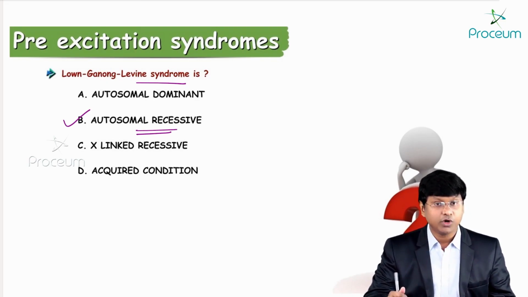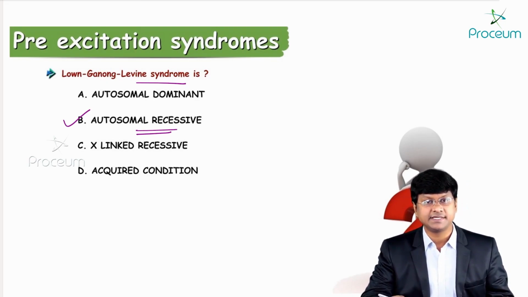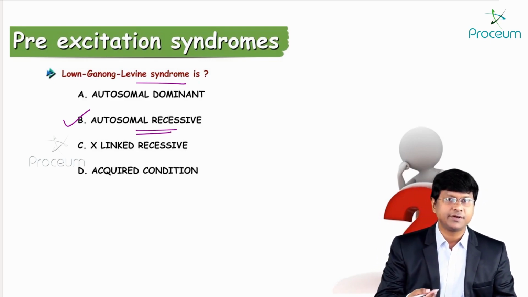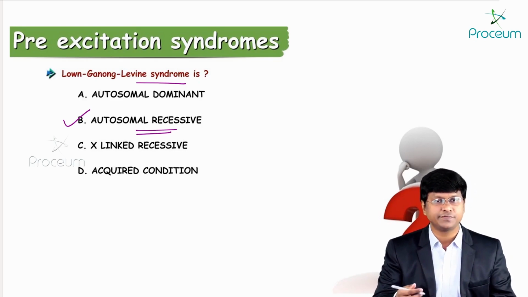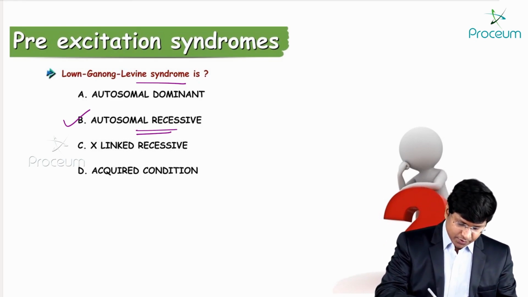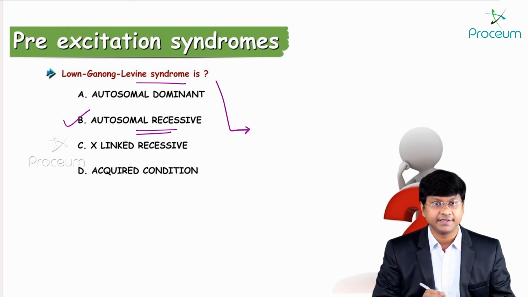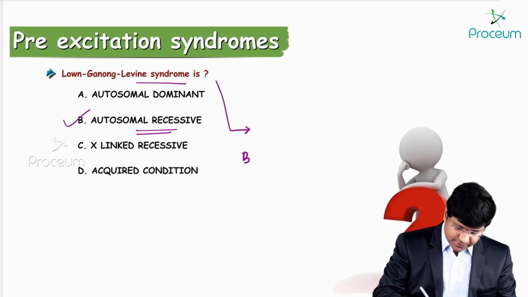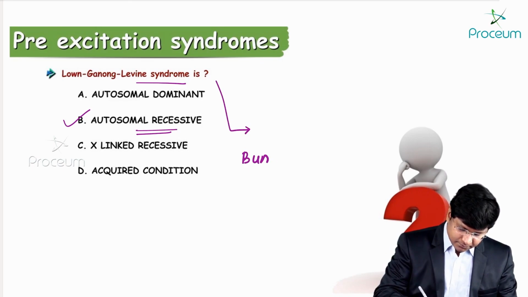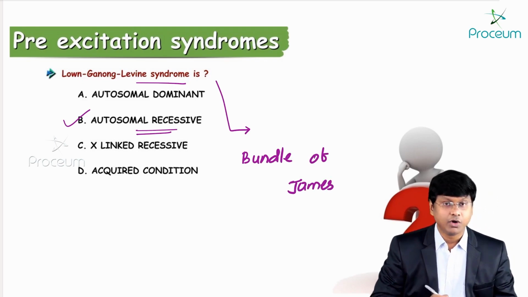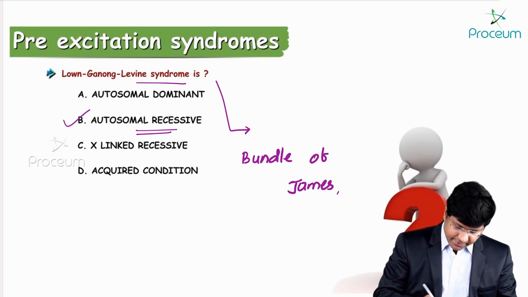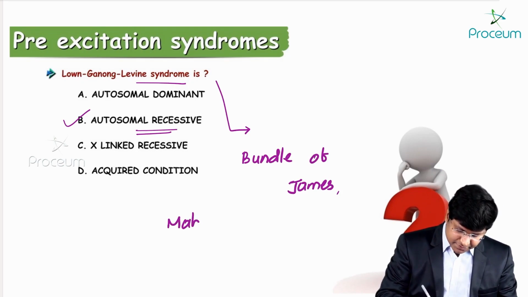Now, what is the name of this particular accessory bundle in patients with Lown-Ganong-Levine syndrome? This is also a pre-excitation syndrome, meaning there should be the presence of an accessory pathway. In Lown-Ganong-Levine syndrome, the accessory pathway we have here is the bundle of James. Or this is called Mahaim fiber or Mahaim bundle.